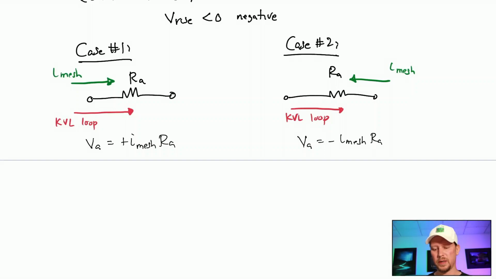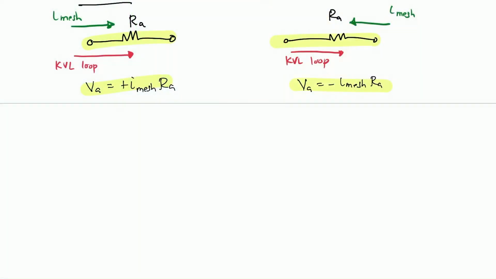Now notice that one of the things that I did not do is I did not put voltage polarities on these resistors like I usually would, right? Like here and here. But I do know that as I start adding those into KVL, they're either going to be positive or negative depending on how we're traversing the loop compared to the direction of the mesh current. And that's the important thing. And you'll see how we use this here in a second. This is going to allow us to set up a system of equations in terms of the mesh currents.